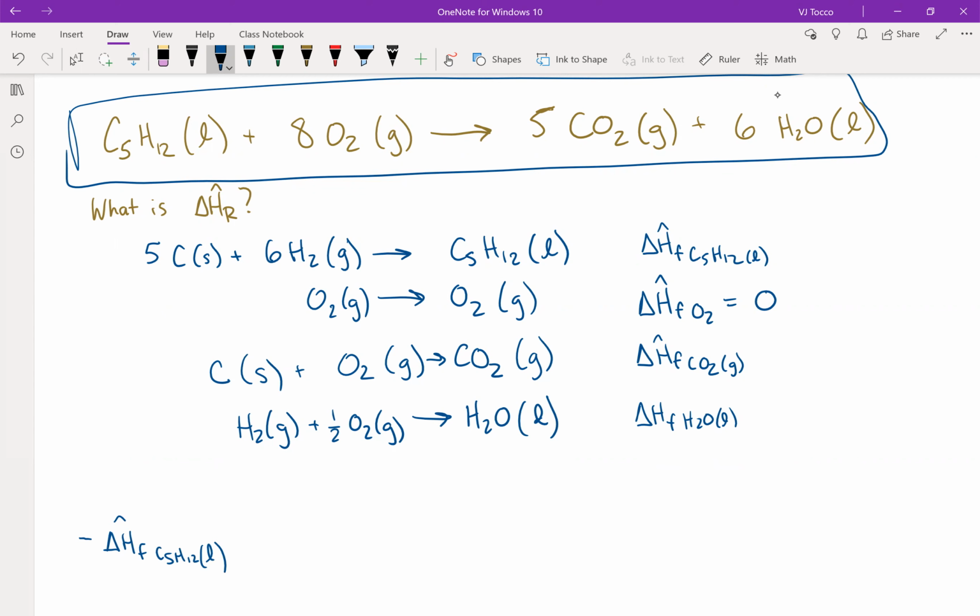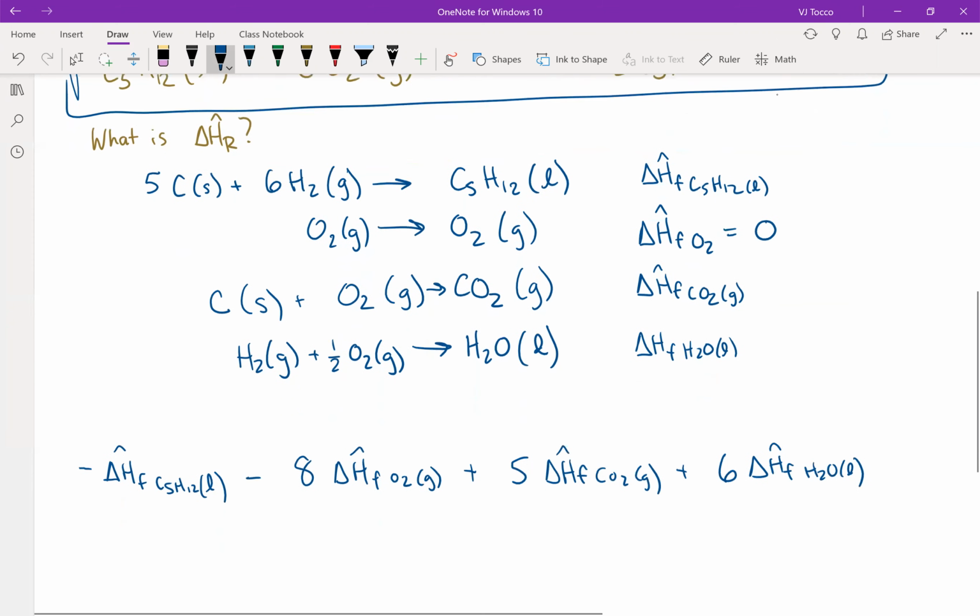If I flip that one, I'm going to get C5H12 on the left-hand side. O2 I don't have to do anything with because, again, it's already elemental. But suppose for the sake of argument that I flipped it and multiplied it by 8. So minus 8 times delta HF for O2, which is 0 anyway, but I'm building towards the derivation that will be useful. CO2, if I multiply this by 5, I'd get 5 CO2s. So plus 5 times delta HF for CO2 gas. And if I multiply the last one by 6, I get 6 H2Os. 6 times delta HF for H2O liquid.